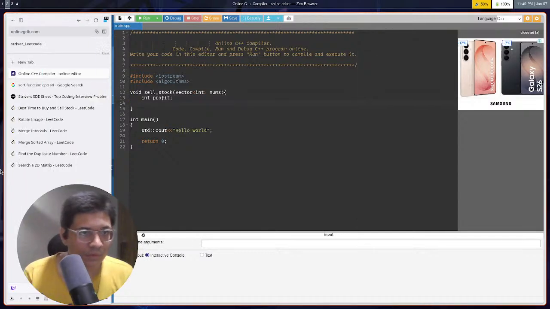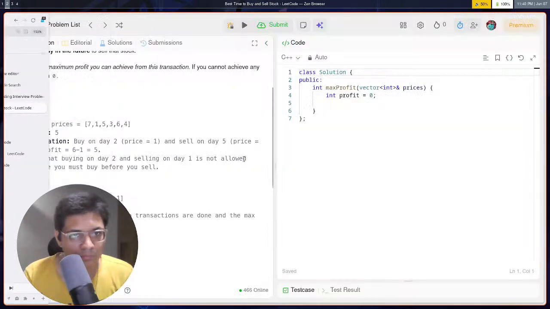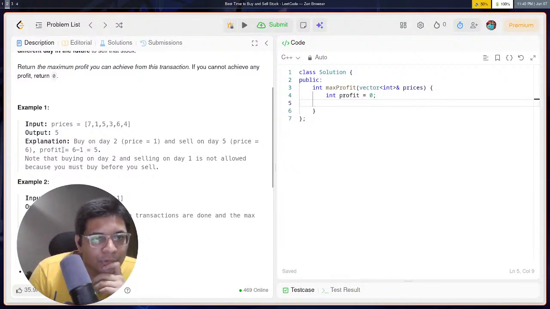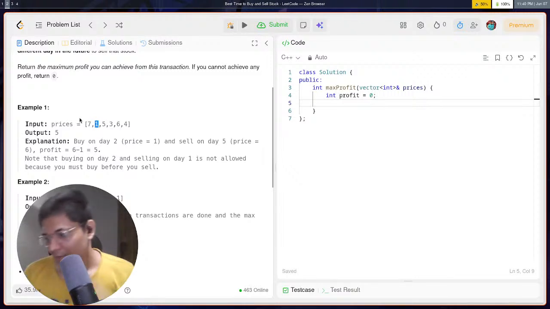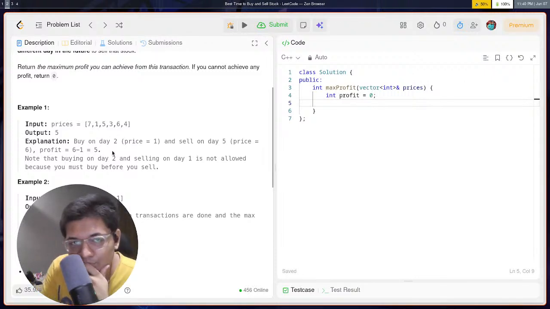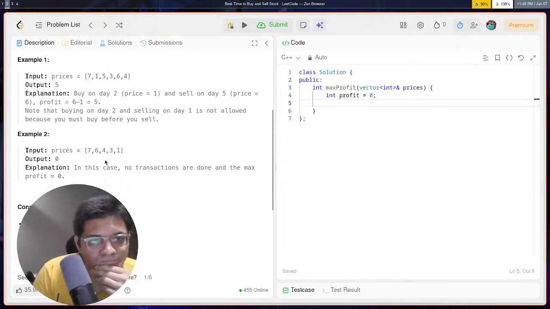Let's check it out. So profit is equal to 6 minus 1. So what we are taking is that we are taking the lowest value from the array to buy the stock, and then selling at the next maximum. Not consecutive, but next maximum.